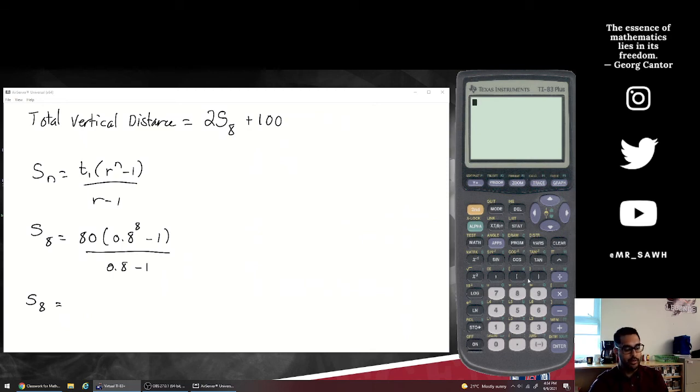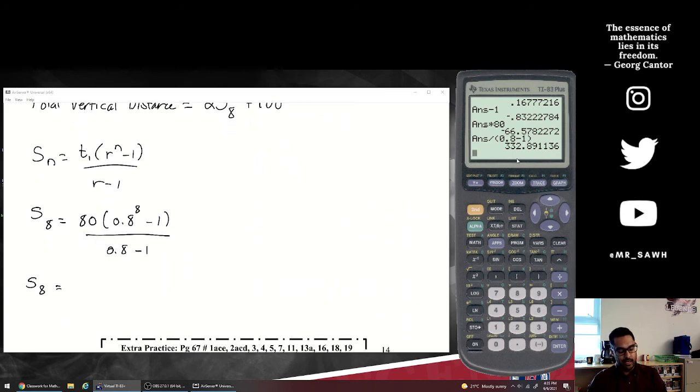So what you will end up with is, well, let's plug it all in. So let's do 0.8 to the power of 8 minus 1, multiply it by 80, and then divide it by 0.8 minus 1. Okay, plugged everything in perfectly. I should have a positive. That makes sense because we're dealing with heights. It doesn't make sense if I had a negative. So we'll round this because it doesn't say where to round to, so we'll take two decimal places. So we'll do 332.89, and those units are meters, right? So there's the sum of the first 8 terms.